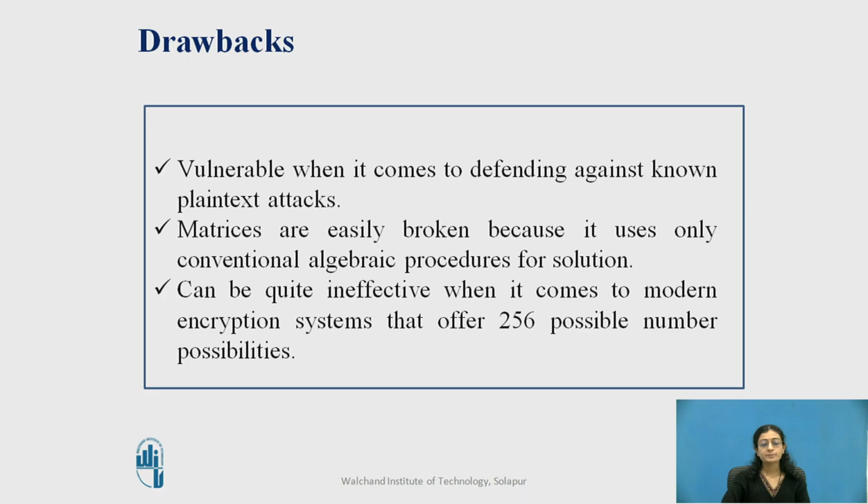Now drawbacks. Hill cipher is vulnerable when it comes to defending against known plaintext attacks. The matrices are easily broken because it uses only conventional algebraic procedures for solution. And third, it can be quite ineffective when it comes to modern encryption systems that offer 256 possible number possibilities.